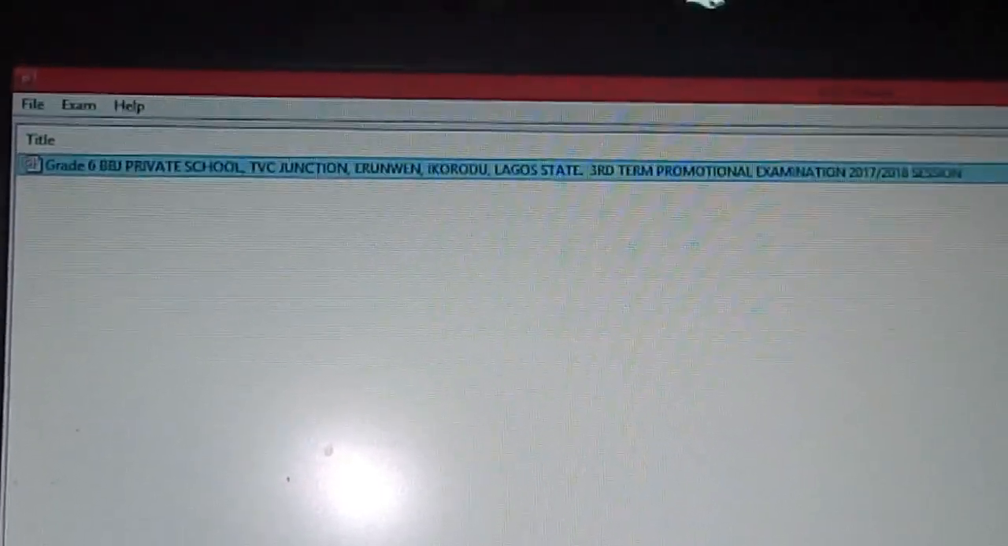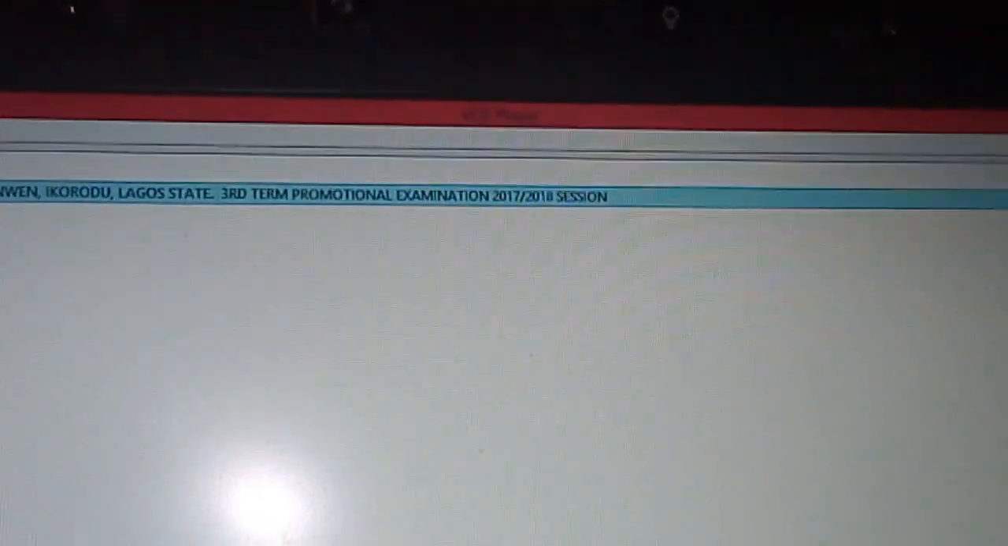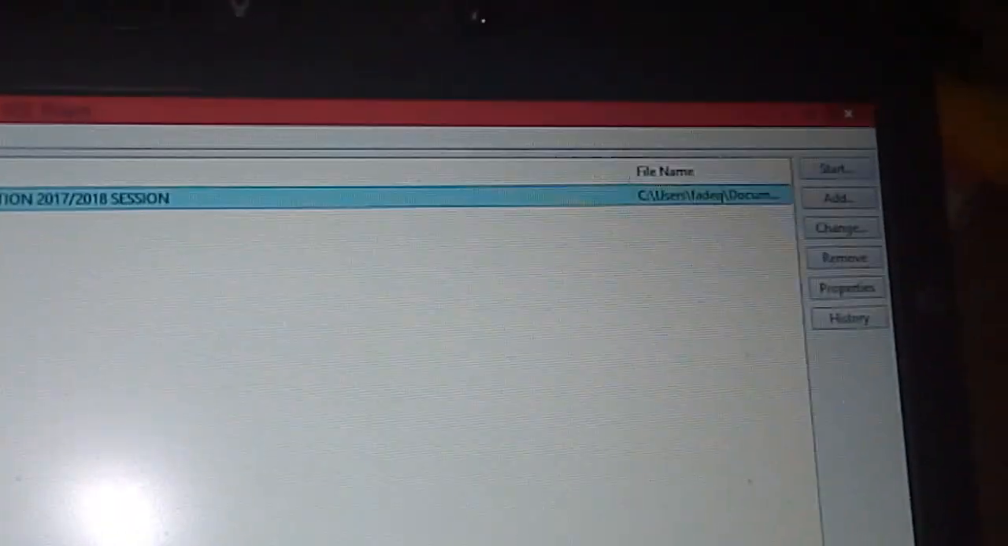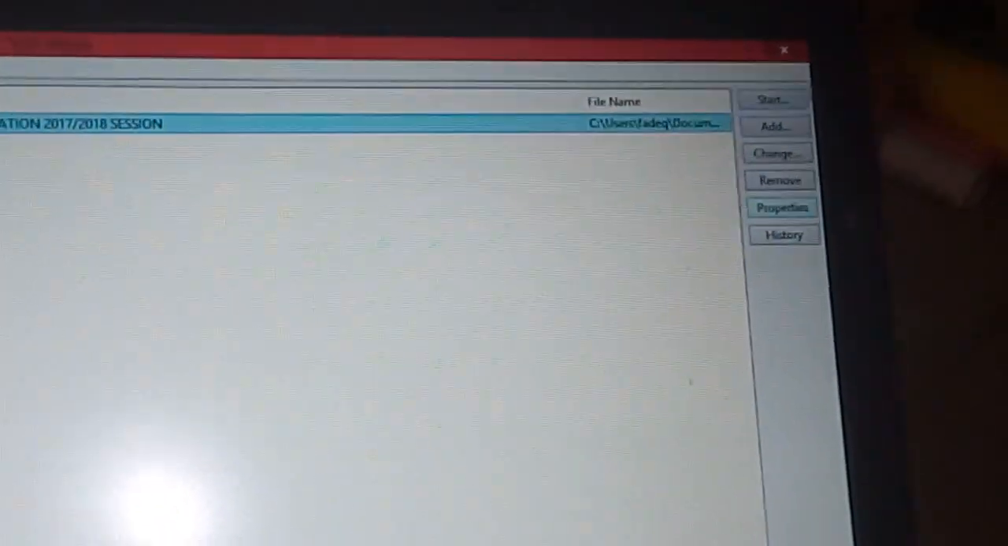This is how the CBT runs. Here is the exam by school. You can see Grade 6 BPJ Private School. That is the third promotional exam. And here we have the start. Click on the start.